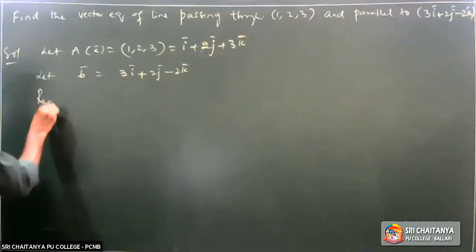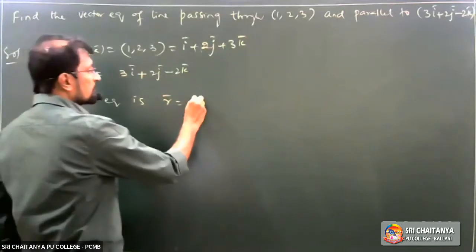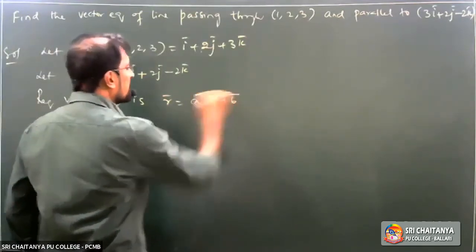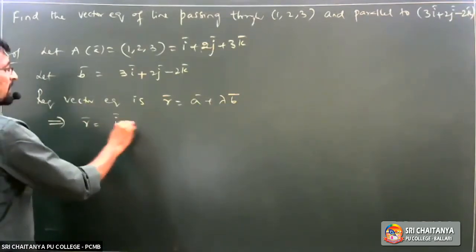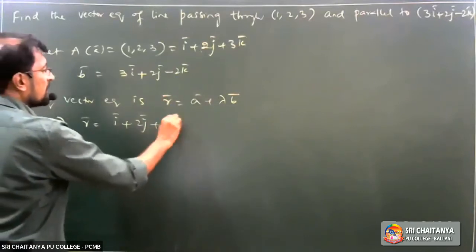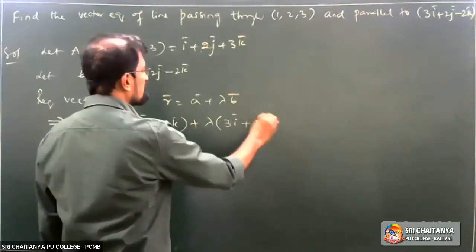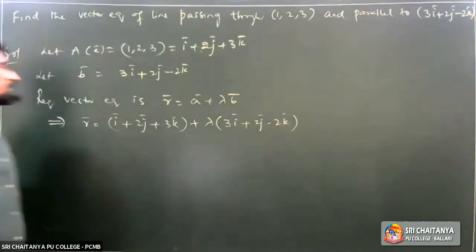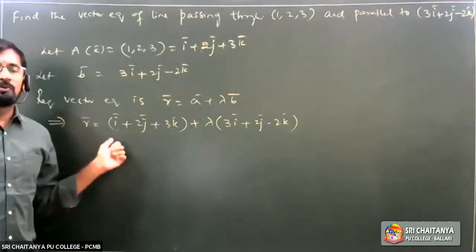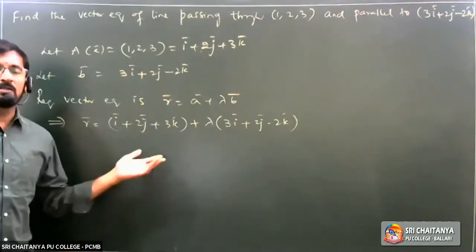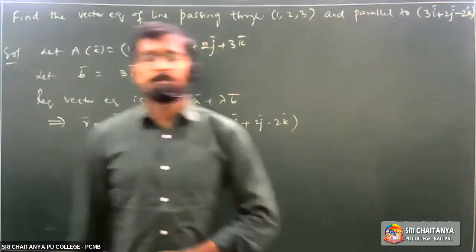Therefore, the required vector equation is r bar is equal to a bar plus lambda b bar, which implies r bar is equal to, substituting a bar, i bar plus 2j bar plus 3k bar plus lambda into b bar, which is 3i plus 2j minus 2k. So this step is the answer, right? There is no need to simplify this one, or to find any value, right? The problem is over.